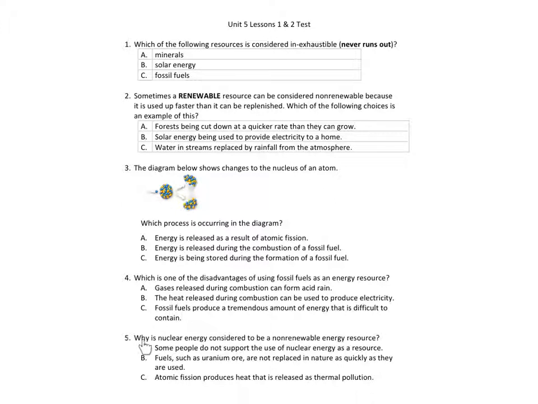Number 5. Why is nuclear energy considered to be a non-renewable energy resource? A. Some people do not support the use of nuclear energy as a resource. B. Fuels such as uranium and ore are not replaced in nature as quickly as they are used. C. Atomic fission produces heat that is released as thermal pollution.